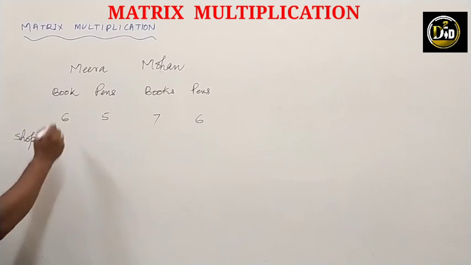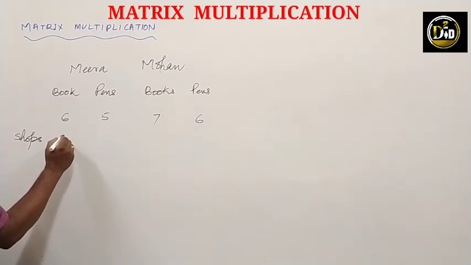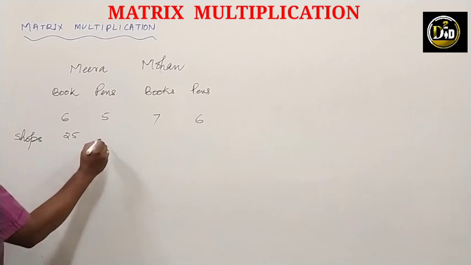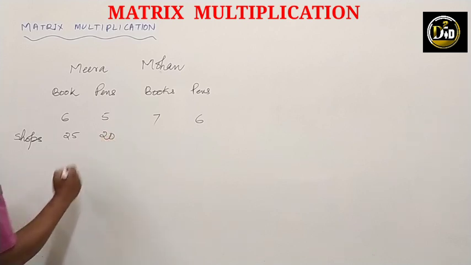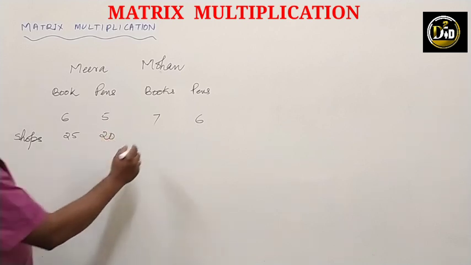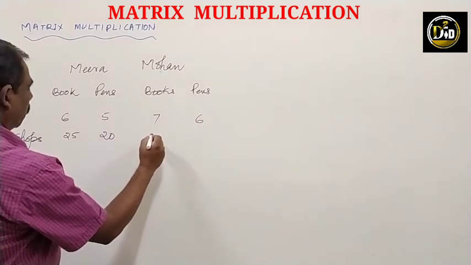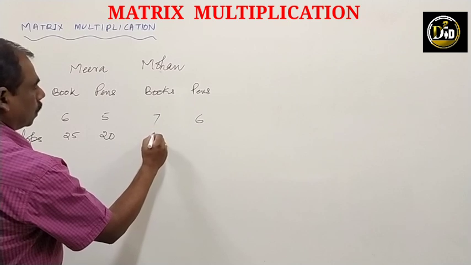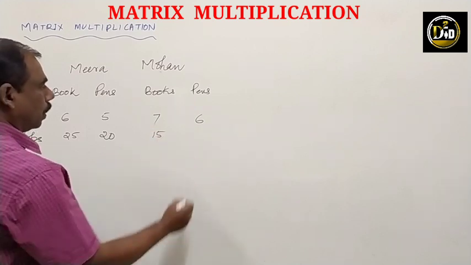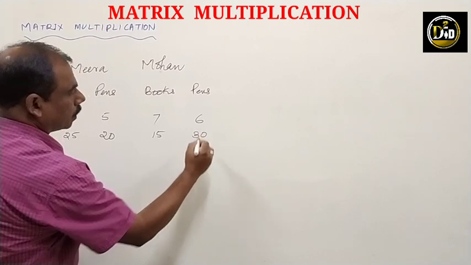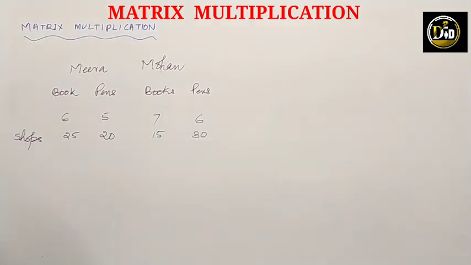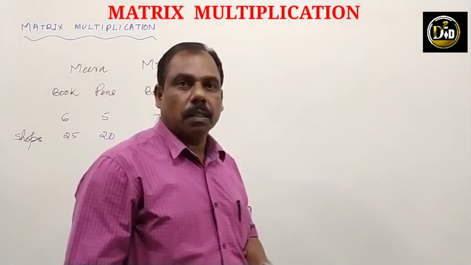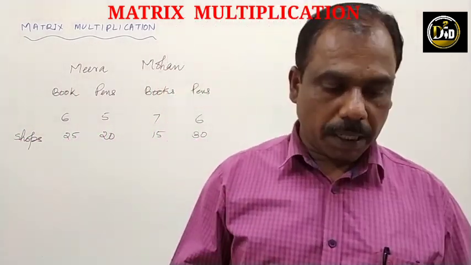They find that the first shop, the cost of a book is 25 rupees, whereas the cost of a pen is 20 rupees. Mohan enquires in another shop and he finds that cost of the book is 15 rupees, whereas the cost of the pen is 30 rupees. Now they wanted to decide in which shop they will get the items in a cheaper price.